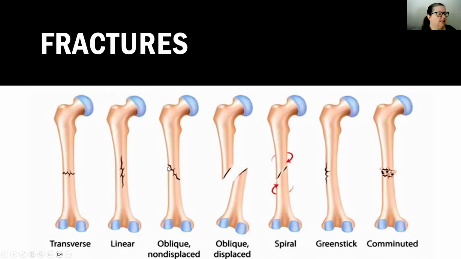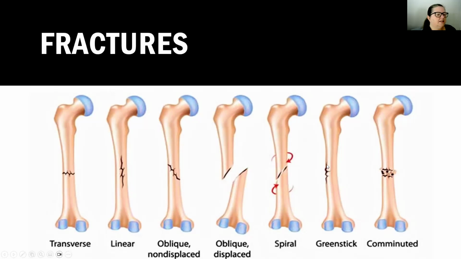This is an oblique, so diagonal. Oblique means diagonal. Non-displaced, where this is an oblique displaced, so more of what they call a compound fracture, where the bone actually moves apart. This is a spiral fracture. Spiral fractures are usually caused by twisting of the limb where the bone is present.